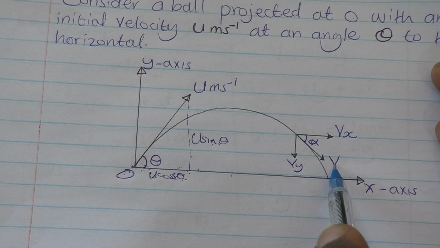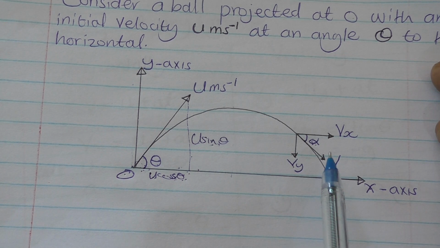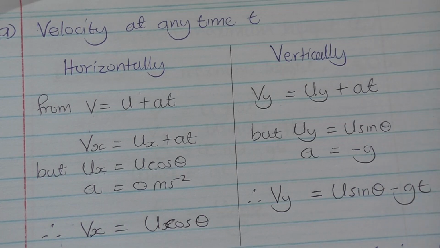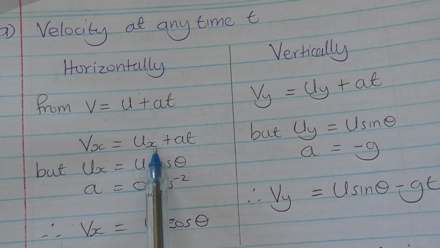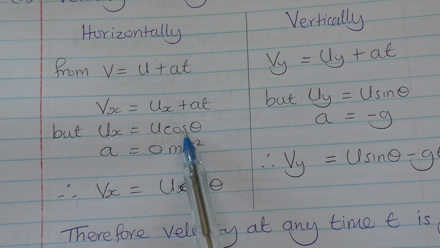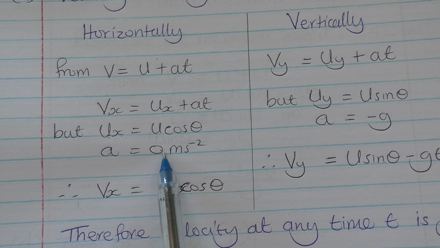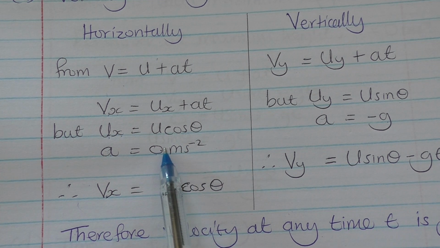So if we are to get the velocity at any point and any time, then we shall have to get the two components, the horizontal and the vertical. So that's why we have horizontally Vx equals ux plus at. But ux is seen as u cos theta when we resolve, and the acceleration horizontally is 0 simply because the body moves with constant velocity horizontally, and therefore our Vx is u cos theta since a is 0.